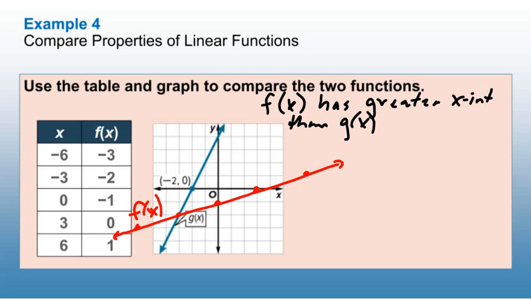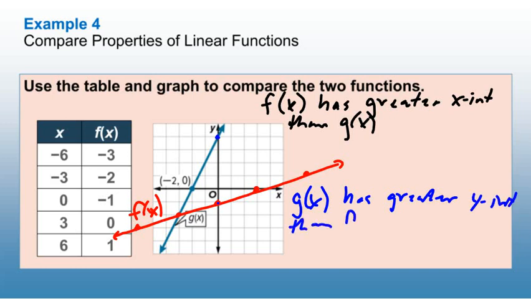If we were to compare the y-intercepts, we have a y-intercept up here and a y-intercept right there. So g of x has greater y-intercept than f of x. And we could also say both functions are increasing.